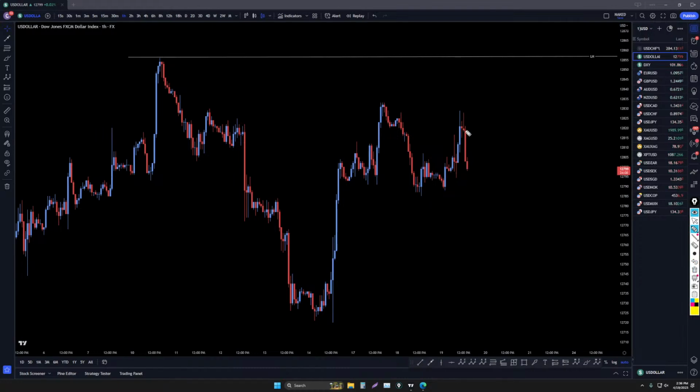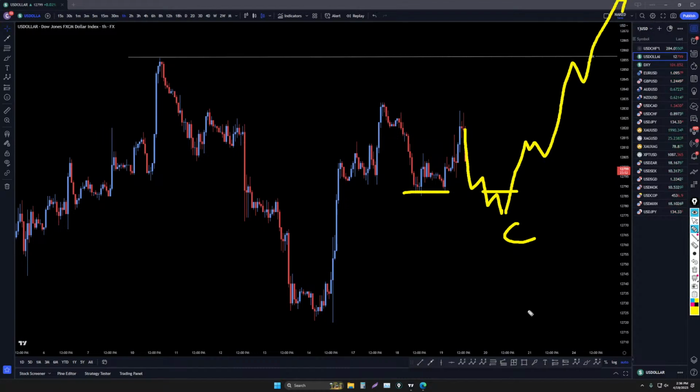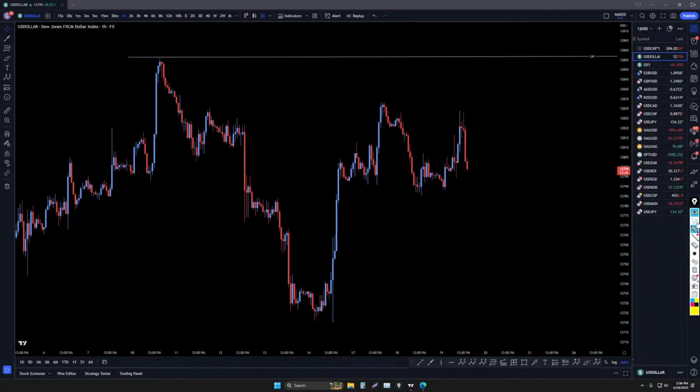If it's going down to make a wave C, then it will probably go down, take out this low, and then make an impulsive move up, ending a wave C, and most likely at that point we'll just end up continuing the uptrend. So like I said, we do have a few possibilities here for sure, but we should be able to tell what is more likely to happen if we pay attention to the market and actually see what price is telling us is going to happen next.